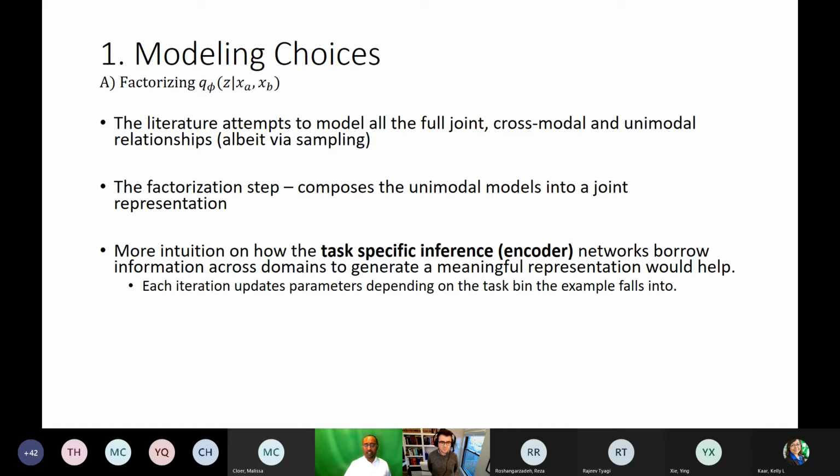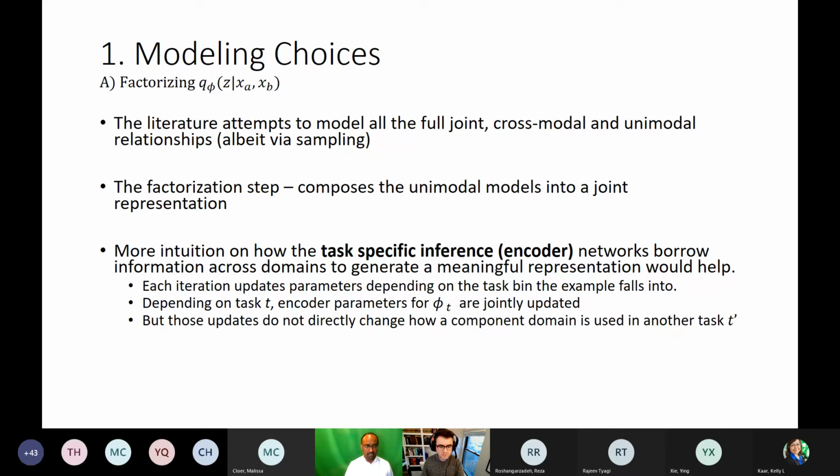So for example, in each iteration, the updates to the parameters on the encoder side is based on where the example falls in the task bin. So if it falls in a particular task bin, then that set of parameters are updated. And so the question is, when you learn from that example, you're actually learning about a few other things within that task bin. You're learning about text, you're learning about the brand personality. How does that then affect the next element directly?